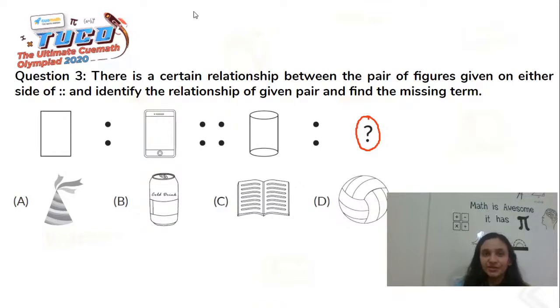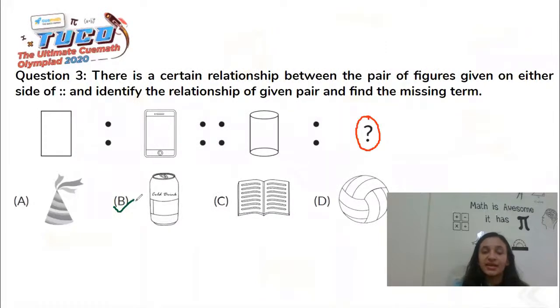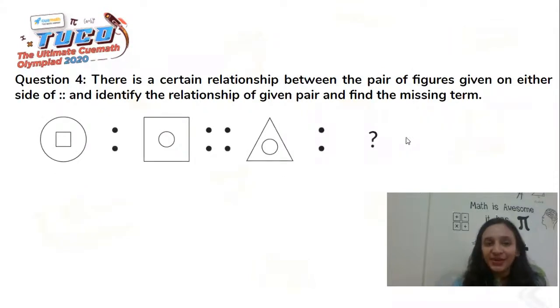So the correct answer to this question would be option D, which is a cold drink can, because that is also in the shape of a cylinder, a three-dimensional shape. I hope you understood this question, which was very easy. It's just that we had to figure out the similar shapes and establish the relationship between the objects in the pair. As a rectangle was related to a mobile phone, a cylinder is related to a cold drink can, which is in the shape of a cylinder. Moving on to our next question.